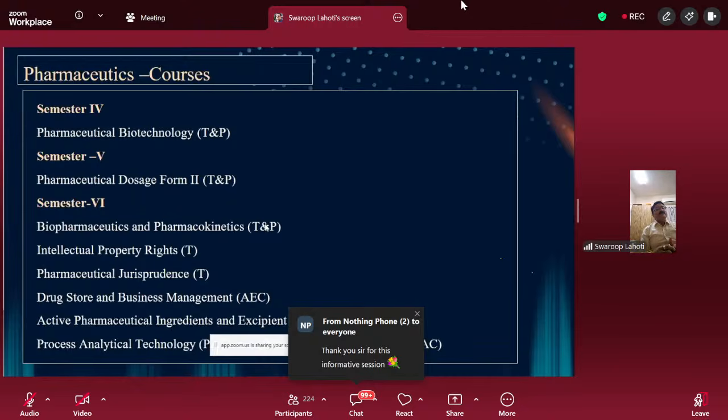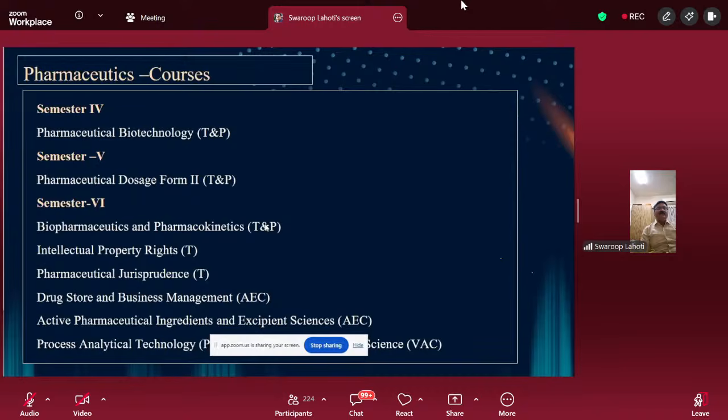Then drug stores and business management was missing in the previous syllabus, but is now included as an elective ability enhancement course, because many students, after completion of B pharmacy, start their own drug stores and their own businesses, so it is a need of the time that DSBM should be included as a subject.